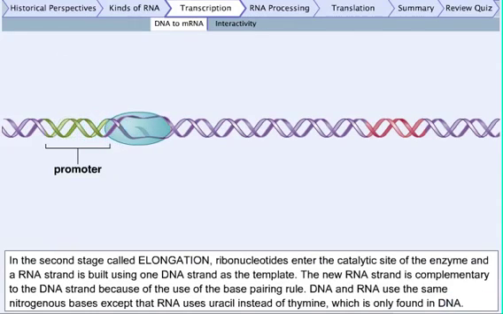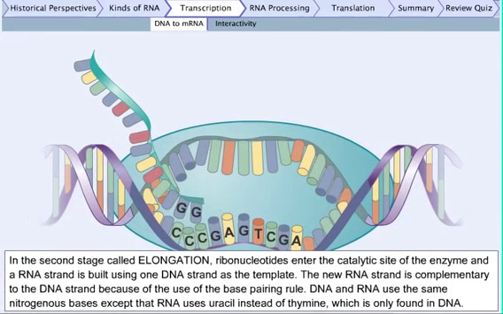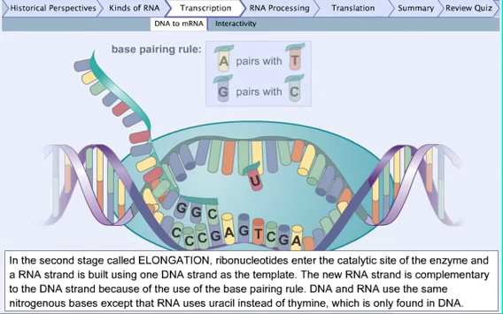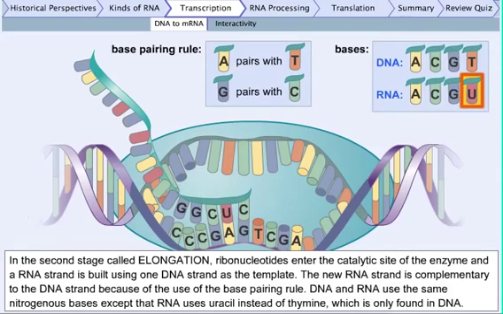In the second stage, called elongation, ribonucleotides enter the catalytic site of the enzyme, and an RNA strand is built using one DNA strand as the template. The new RNA strand is complementary to the DNA strand because of the use of the base pairing rule. DNA and RNA use the same nitrogenous bases, except that RNA uses uracil instead of thymine, which is only found in DNA.